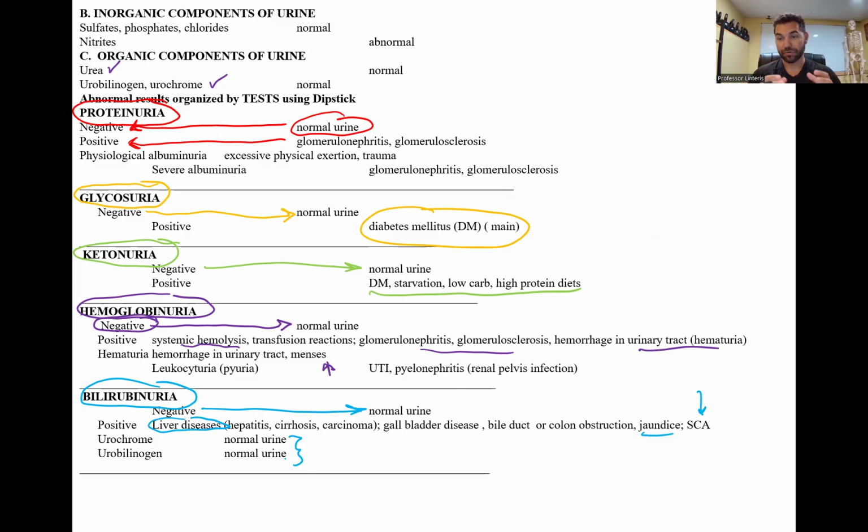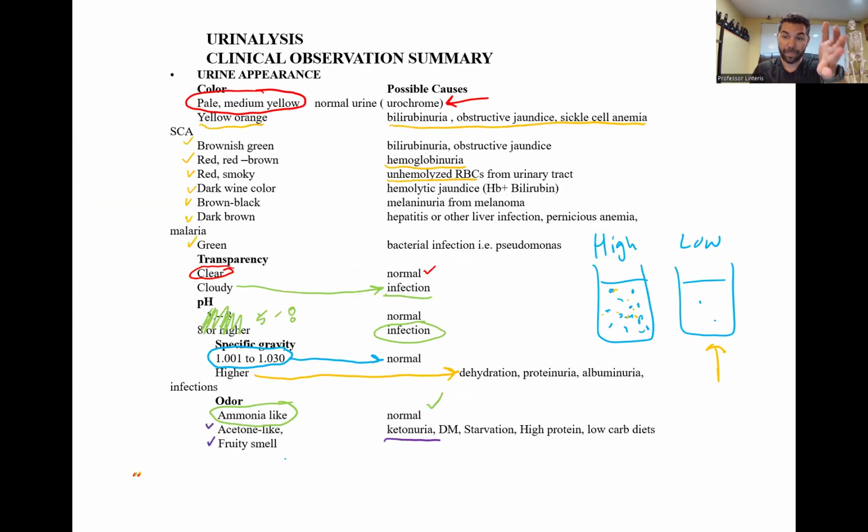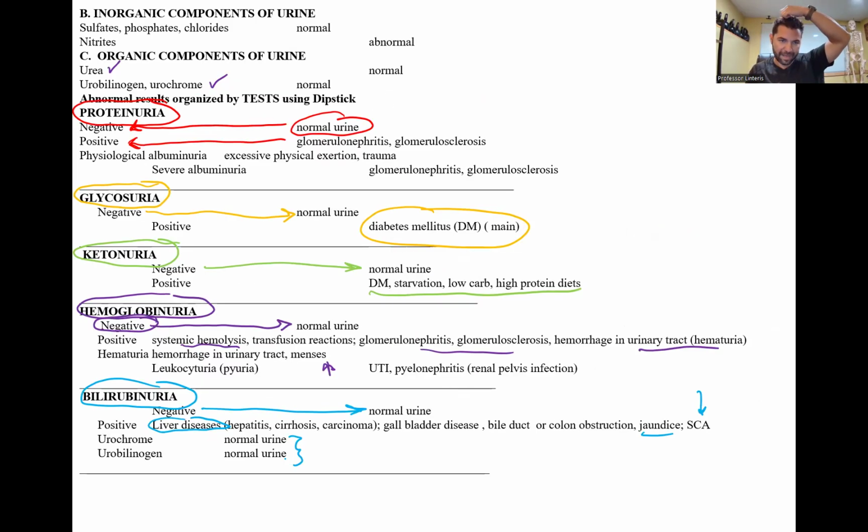Sweet. So you should be familiar with the normal appearance, issues associated with it, and I'll show you some pictures. Specific gravity, what is it? I'll show you how we measure it. pH, and these are some conditions: the presence of protein, glucose, ketones, and red blood cells or hemoglobin are all not good.